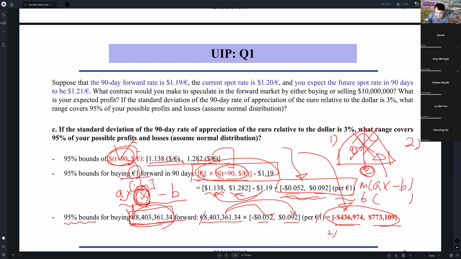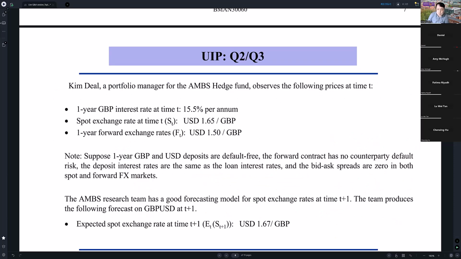Actually, we can practice this one more time because I asked exactly the same thing in question 2. I think this was the 2022 or 2023 or 2020 exam. So this was a final exam question. Question 2 and question 3.